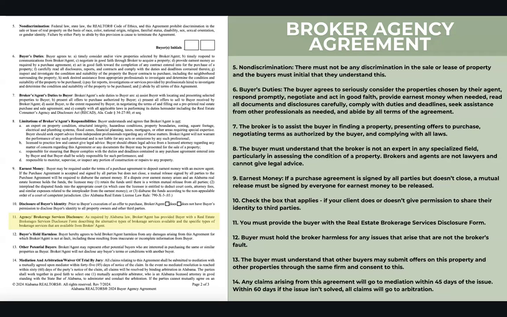Number 12, the buyer must hold the broker harmless for any issues that arise that are not the broker's fault. Number 13, the buyer must understand that other buyers may submit offers on the property they choose, and other properties through the same firm, and they consent to this. Number 14, any claims arising from this agreement will go to mediation within 45 days of the issue. Within 60 days, if the issue is not solved, all claims will go to arbitration.